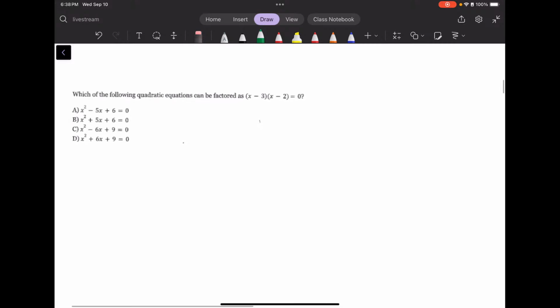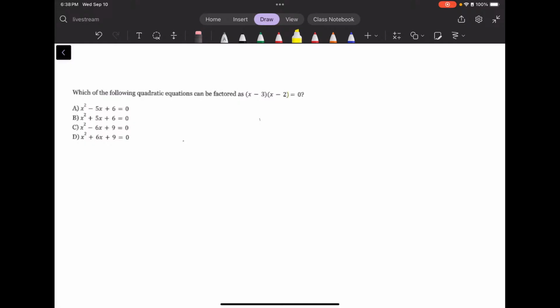Now, when we switch over to our second topic of the night, we're going to talk about quadratic equations. And I'm going to tell you that this is probably one of the most common topics on the exam. And then let's see something real quick. So when we have a problem like this, right, the question wants us to determine which of the quadratic equations will give us this factorization.